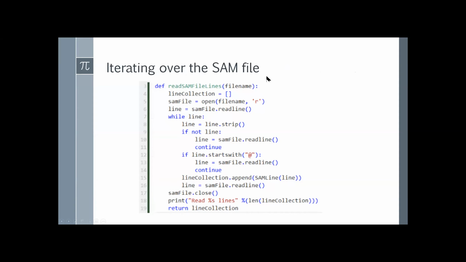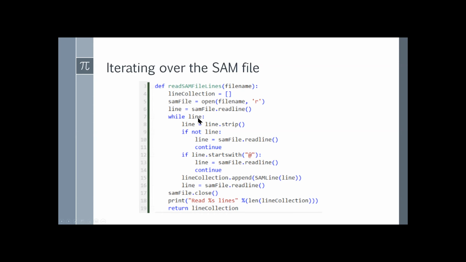So iterating over a SAM file, we know that we're going to have some function that reads SAM lines, so we're going to define a function. Here you see me defining and initializing an empty list. After that, we have samfile, and here I'm just opening a file. I'm opening the file name, which in this case is passed into the function. line equals samfile.readline, so I'm just reading a line from the file, initializing this to the first line of the file.